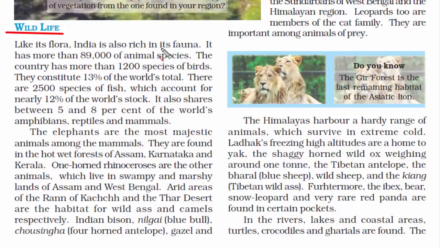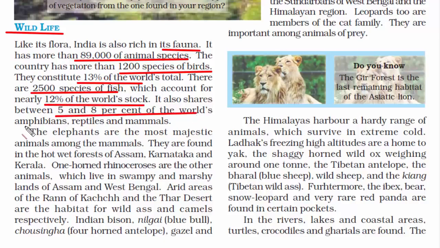So wildlife is also called fauna. Just look at the diversity of the animal species. We have 89,000 varieties of them. And then 1200 species of birds, which constitute 13% of the world's total. And then we have 2500 species of fish, which again accounts for 12% of the world's stock. Then another 5 to 8% of the world's amphibians, reptiles and mammals are found in India.